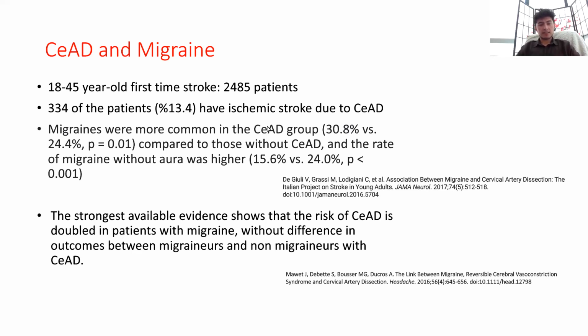Migraines were more common in the cervical artery dissection group compared to the other stroke patients without cervical artery dissection. And the rate of migraine without aura was higher. So you see, in younger, middle-aged patients, 13% of the stroke patients had cervical artery dissection, and migraines were more common. So maybe it can cause a predisposition. The rate of migraine without aura was higher than migraine with aura. The strongest available evidence shows that the risk of cervical artery dissection is doubled in patients with migraine, without difference in outcomes between migraineurs and non-migraineurs with cervical artery dissection.